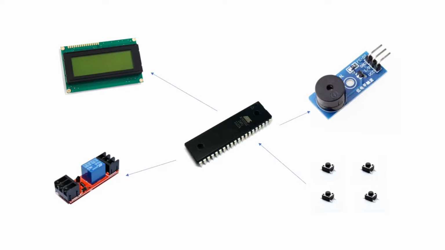An external pull-up resistor may be required, and the standard HD44780-based LCD is connected in 4-bit mode. I'll put a download link of the schematic in the description below.